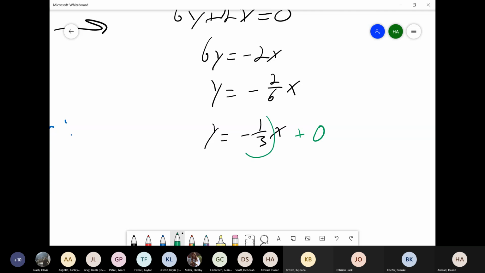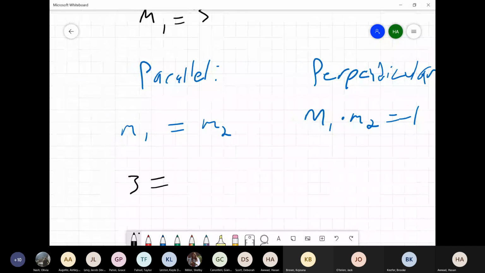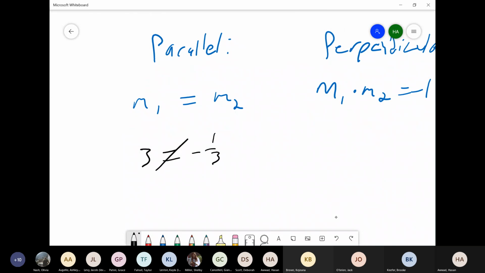Okay, so our slope here is negative 1/3, right? That's the important part. So we now know that M2 is equal to negative 1/3. So we go back over here and we say 3 is equal to negative 1/3. Is this true? No, right? This is false. So obviously they are not parallel. So great. Parallel is out the window. You're done with that one.